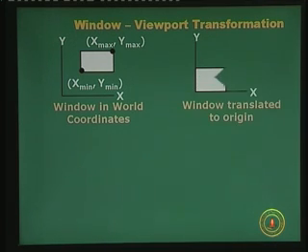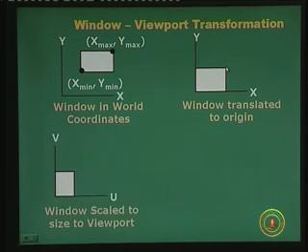Okay. And so, the first action is to translate it to the origin, so x min, y min becomes 0, 0 and x max, y max, which is the top right corner of the box or the window, will become now x max minus x min, y max minus y min, that is the top right corner coordinates after translation.